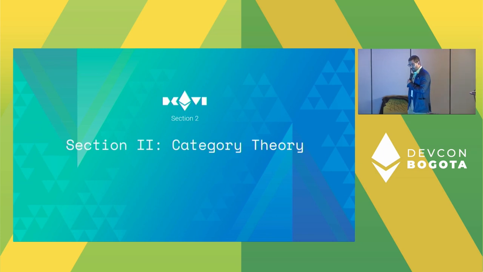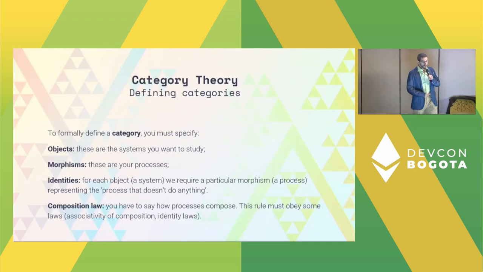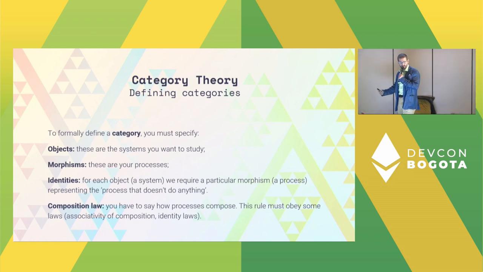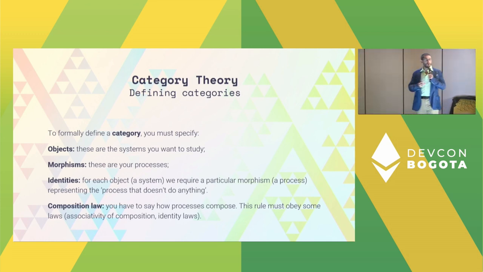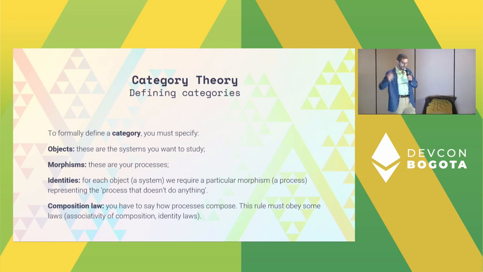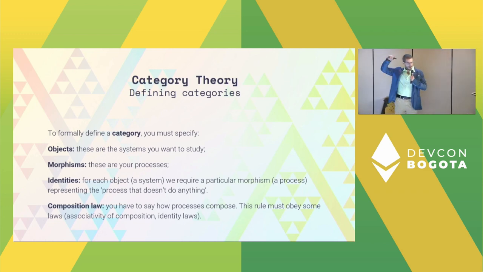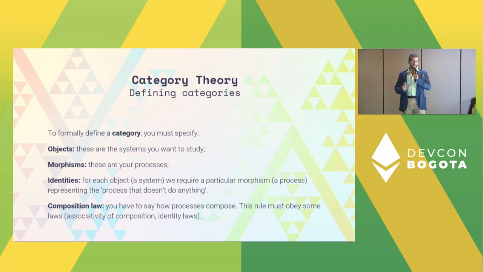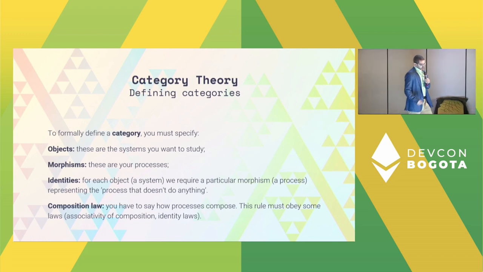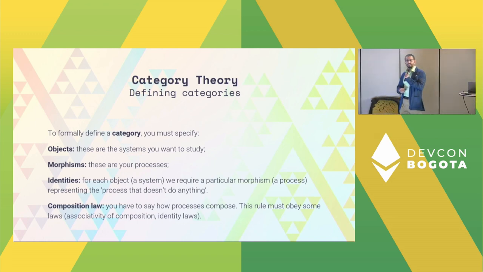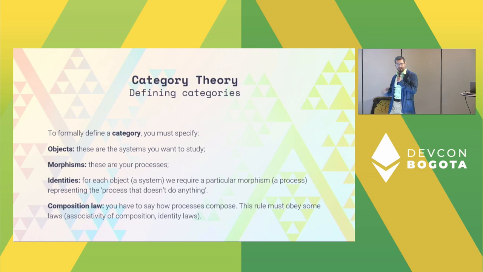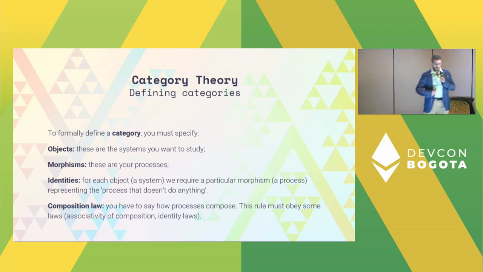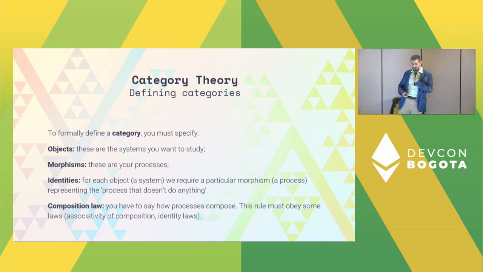Let me just dig a bit deeper into this idea. If you want to define a category, if you're a mathematician and you want to define it formally, you have to specify various entities. You have to specify objects that correspond to systems in the pictures I showed you before. So objects would be the wires in the box and wire pictures. You have to specify morphisms, that are the processes, the boxes that transform objects into objects. You are required to specify identities. So for each system, you need to have a process that doesn't do anything to it. And then you have to specify a composition law, a recipe that tells you what happens when you compose processes together.